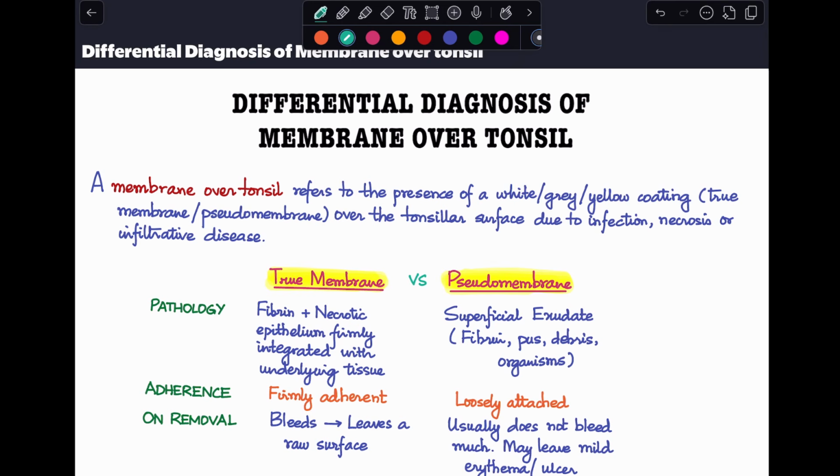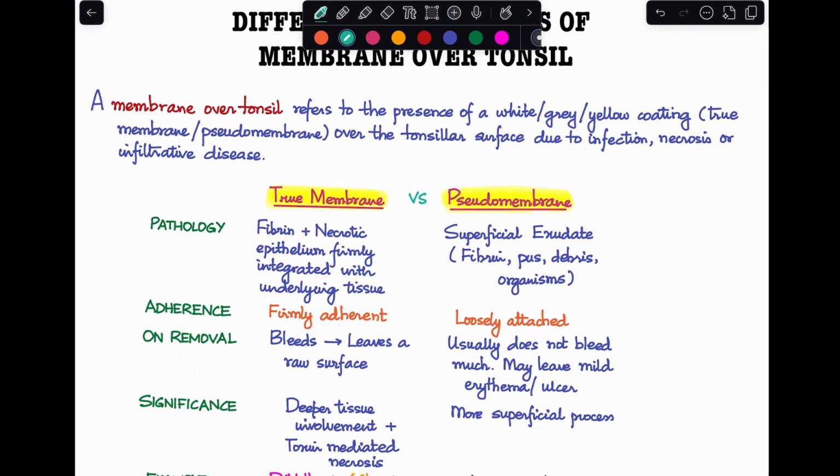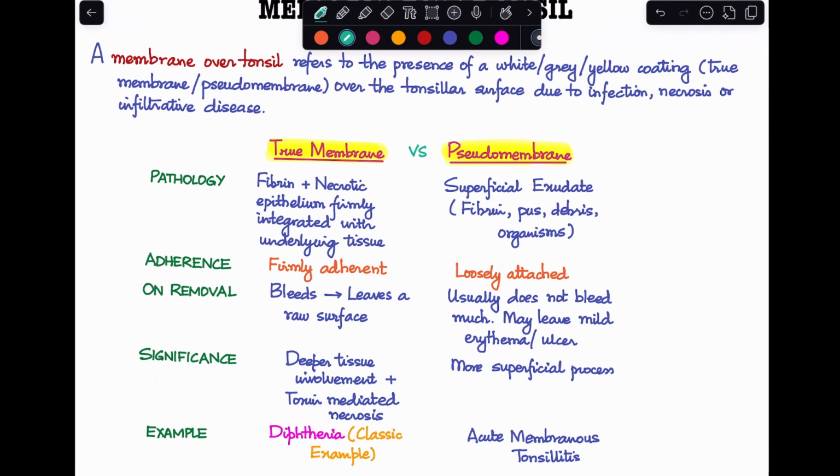Now, how do we know whether it is a true membrane or a pseudo membrane? How do we find that out? So, pathologically, if we look at it, true membrane is actually composed of fibrin and necrotic epithelium. And the important part over here is that it is firmly integrated with the underlying tissue. That means it is very firmly adherent to the underlying tissue.